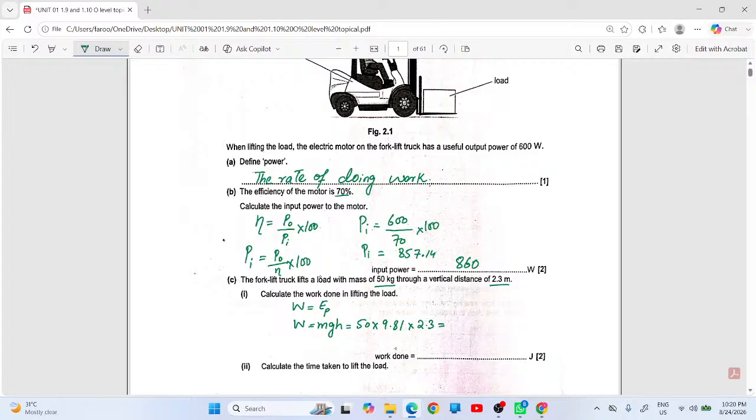Height is 2.3. जी सर, 50 multiplied by 9.81 multiplied by 2.3 is 1128.15. So this is 1100. इसका भी check कर लेते हैं. सर इसका भी ठीक है.